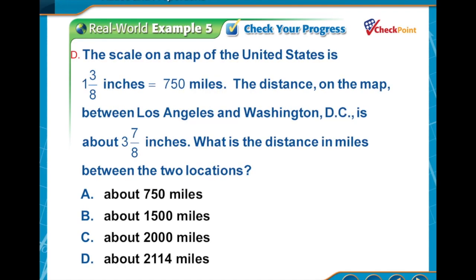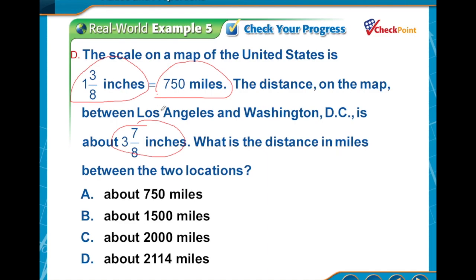Okay, so one more problem with a little bit of context to talk about. We need to circle what's important. We'll be given 3 of the 4 things we need, and the fourth one we'll have to find. So looking at another map, same problem, we're looking at a scale. So 1 3/8 inches is equal to 750 miles. They tell us the distance on the map between LA and DC is 3 7/8 inches. What's the distance in miles between the two locations?